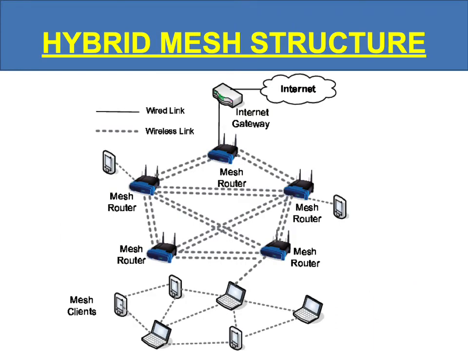Hybrid mesh architecture. In hybrid mesh architecture, usually the mesh routers act as the backbone of the entire network operation. With the help of the mesh router, it performs routing and forwarding of data packets towards their destination.